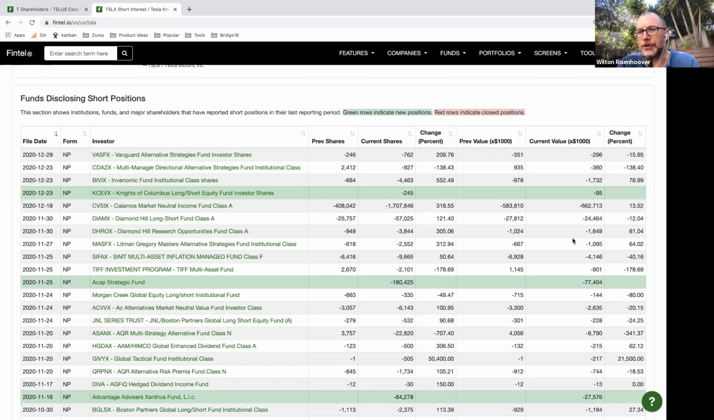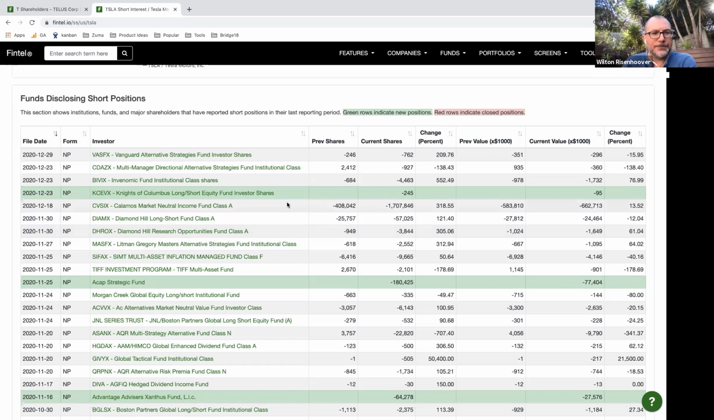Hedge funds are not required to disclose their trades in real time in general. Any person, institution, or entity that takes more than a 5% position in any listed company is required to file a 13D or a 13G within 10 days of making that trade. If somebody takes more than a 10% position, then they are considered an insider, and they are required to disclose any transaction within 2 days. These are business days. And we get those within seconds of them being disclosed.